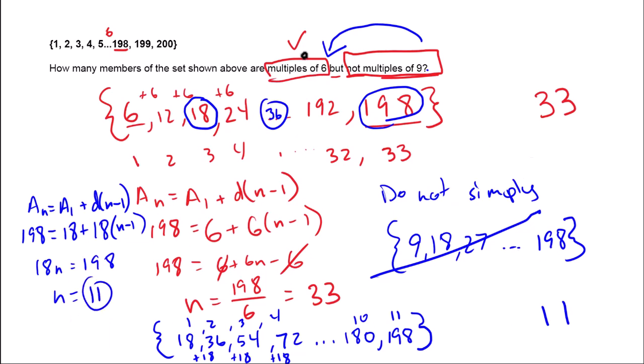So now I have my count for the multiples of 6. I have my count for multiples of 9 that are also multiples of 6. I've clearly laid out the sets. That's important to stay organized. So now I just simply take the difference of the two. 33 minus 11 is 22. That is the answer to the question. There are 22 members of the set that are multiples of 6, but not multiples of 9.